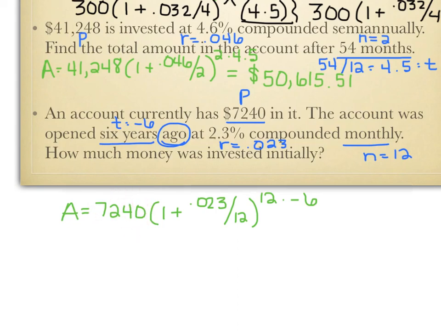Now this time I would expect the number to be smaller than this. Because remember, this is what I have now, and I want to know what would I have 6 years ago. So if the money's been growing, that means if I go backwards 6 years, the number should be smaller. I'm going to type that in real fast. And I come out with $6,307.59. So again, smaller because I'm going backwards in time.